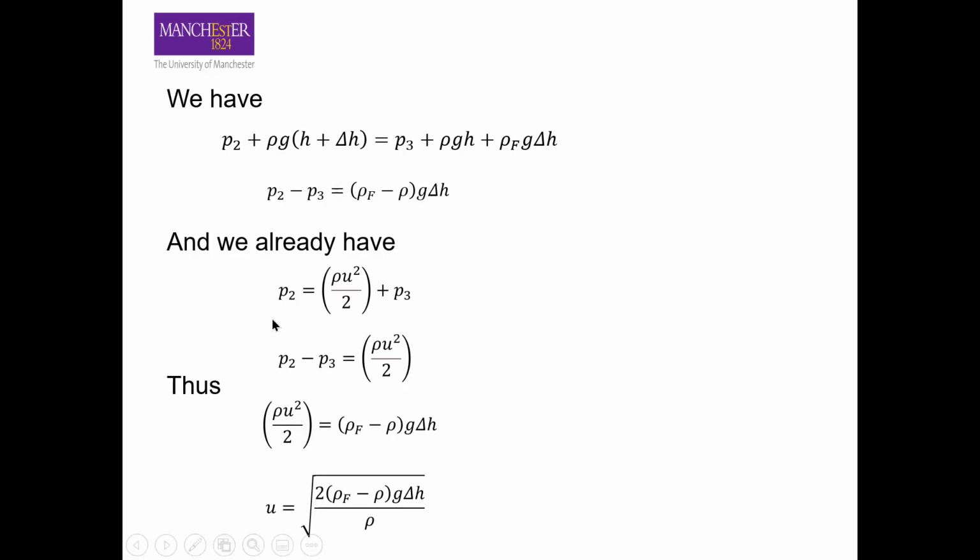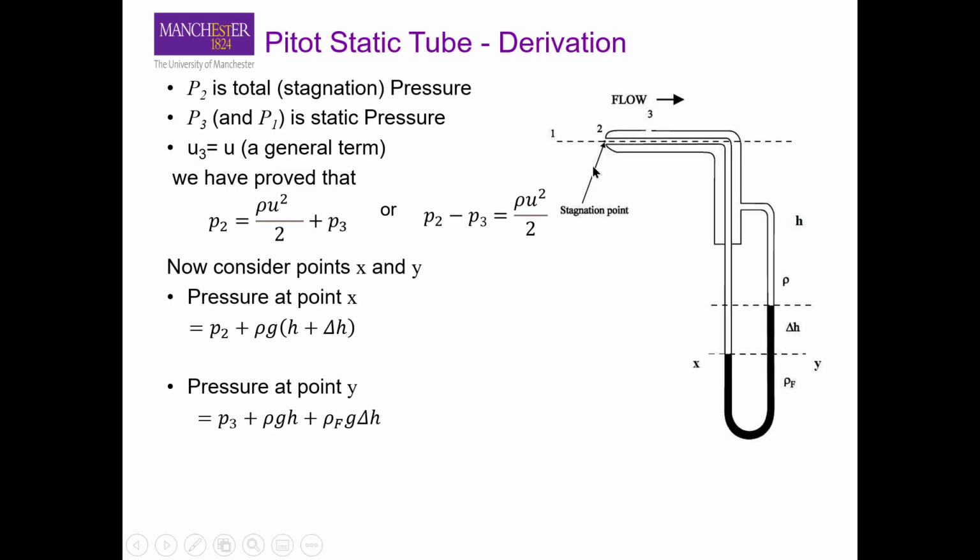But we already know that P2 is also equal to rho u squared over 2 plus P3 from the stagnation analysis, and we can write this equation as here. And now we have two equations with the same P2 minus P3, so we can equate these two equations. If you rearrange this equation in the form of u, you get the velocity of the fluid at point 3, that is the square root of 2 (rho f minus rho) times g delta h over rho of the, for example, air. Okay, in this case, if we are using it for air.